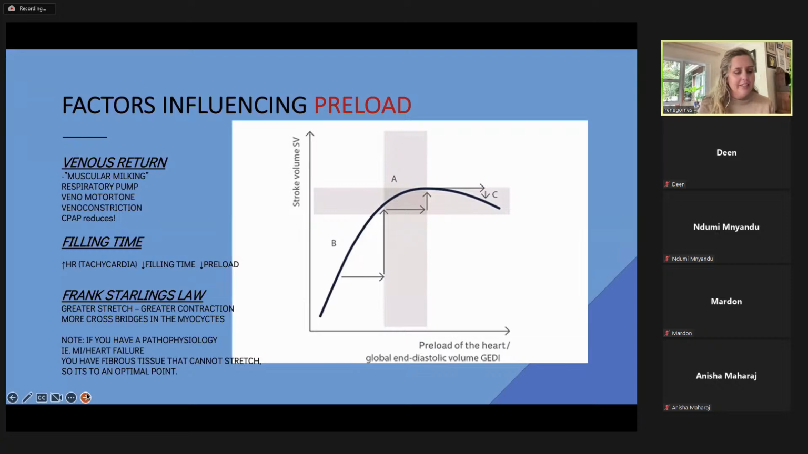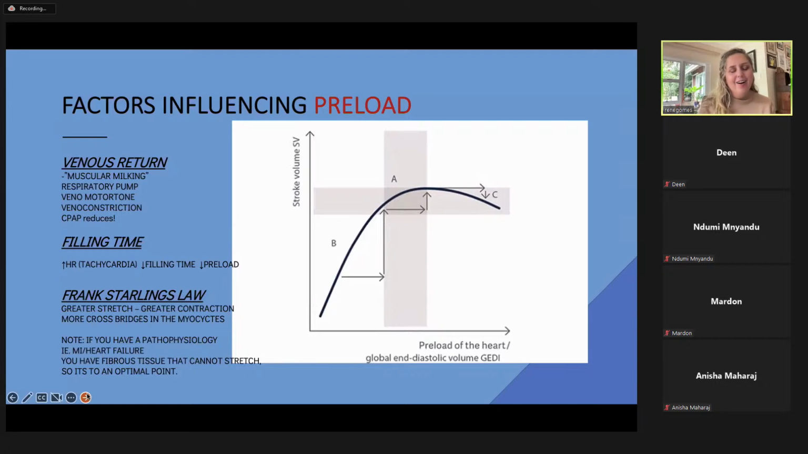Okay, so let's quickly check this out. Factors influencing preload. We've got venous return. Remember, we're talking about the blood that returns to the ventricle. On our right side, we can think of our IVC, SVC, and coronary sinus that are emptying deoxygenated blood into our right atrium, and then it goes to our right ventricle. What will influence the amount of blood coming in there? It's venous return. And there's this horrible term that sounds so gross to me, muscular milking, right?